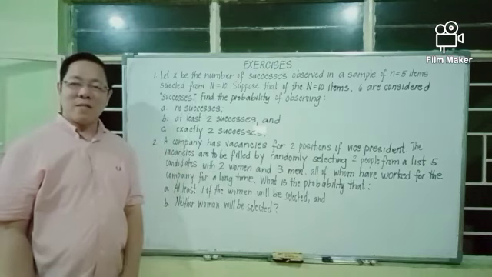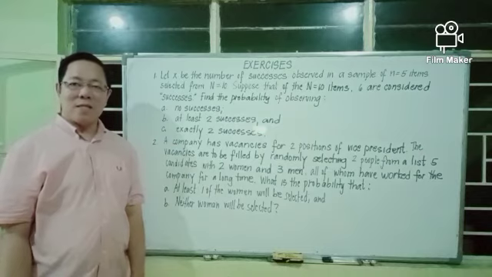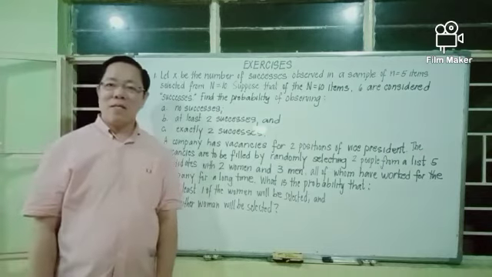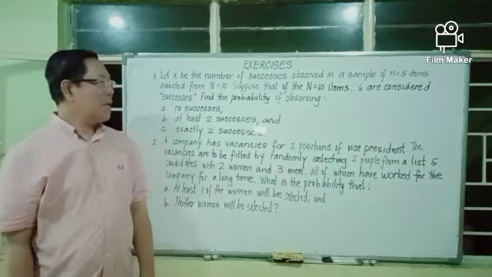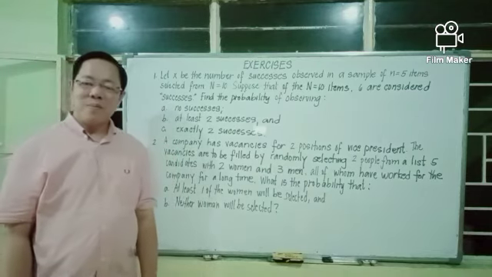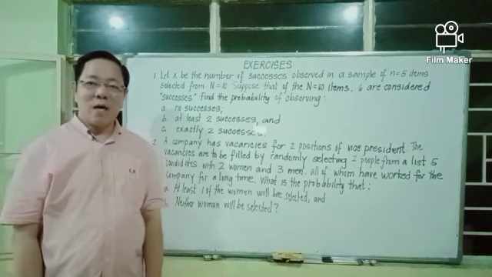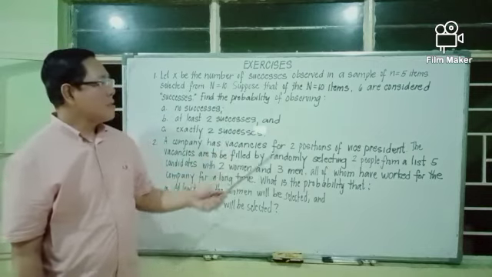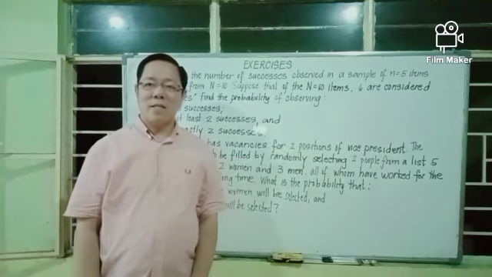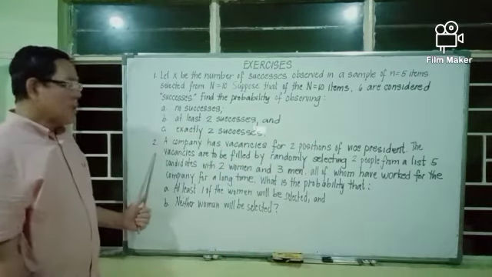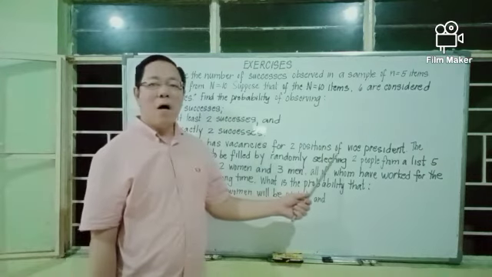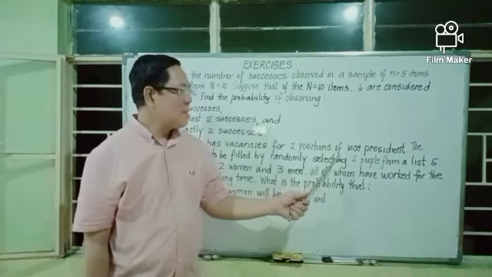In exercise number 1, the population size, capital N, is 10, and the sample size, small n, is 5. And of the 10 elements in the population, 6 are considered successes. Number 2, a company has vacancies for 2 positions of vice president.